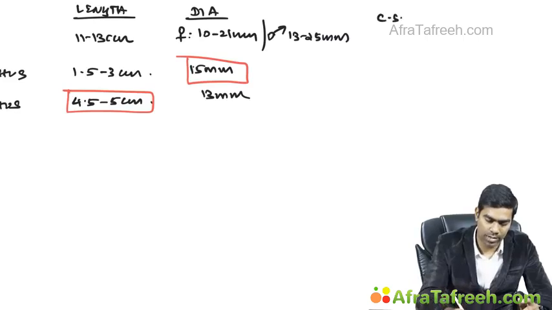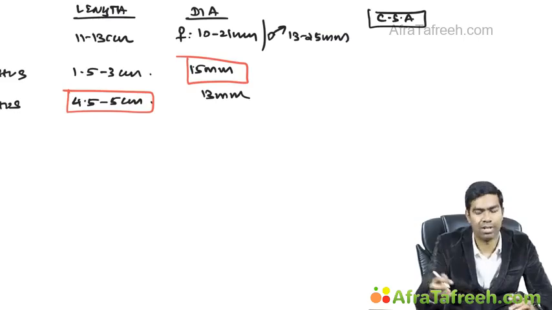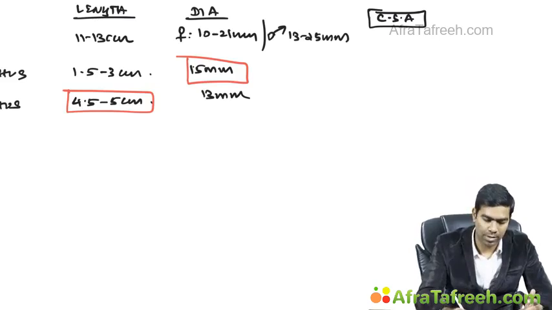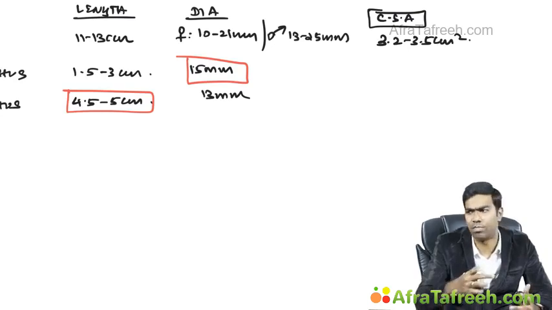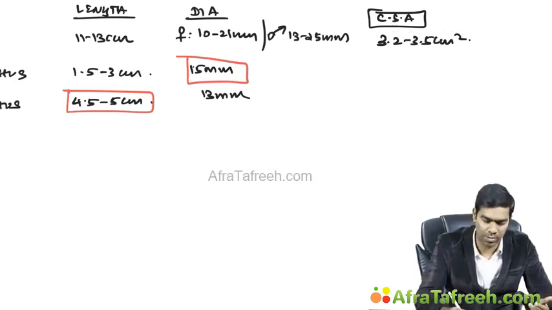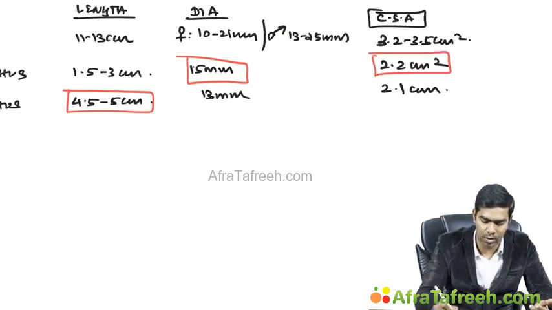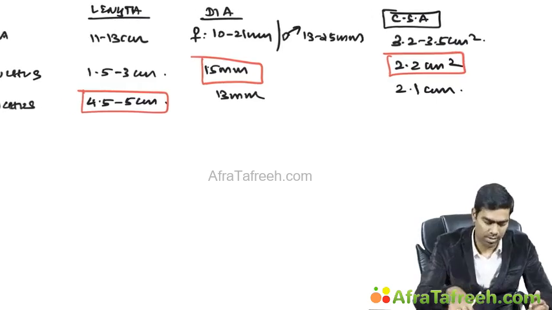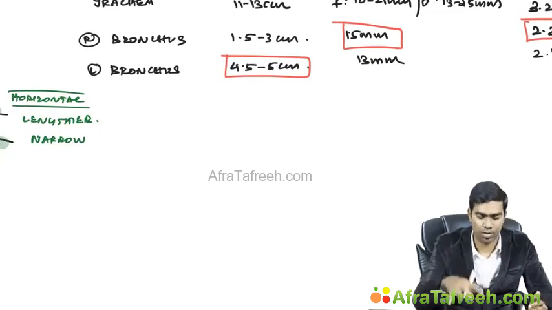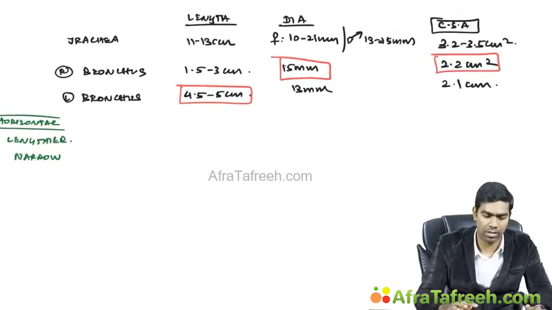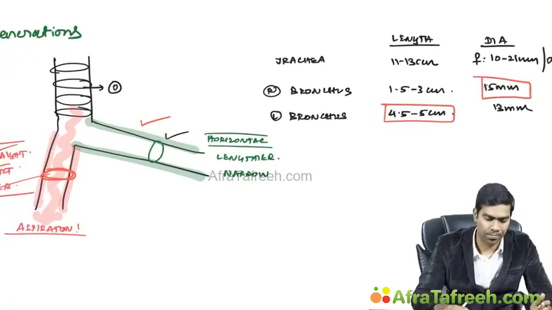Now, what is the cross-sectional area? Again, the area is more for the right bronchus compared to the left bronchus because of the more width it has. The cross-sectional area of trachea is 3.2 to 3.5 centimeters square because it's of big length compared to the bronchus. That's why here it is 2.2 centimeters square and the left main bronchus is 2.1 centimeters square. And again, the area is going to be more for the right mainstem bronchus. So these are some of the numbers that you might need to know. Apart from that, nothing else is much important here.